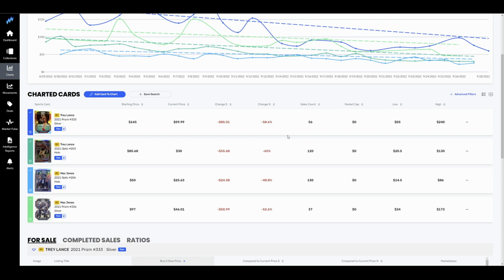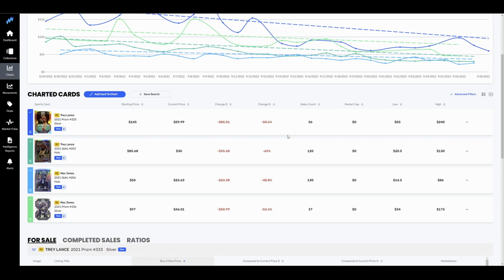Same thing. We're looking at 2021 class here. So it's a little trickier looking at raw silver, raw hollows for both players. Trey Lance is down 60 to 65%. Mac Jones is basically down 50% over the last 60 days. Is there a buying opportunity at some point on these guys? Probably more so Trey Lance.